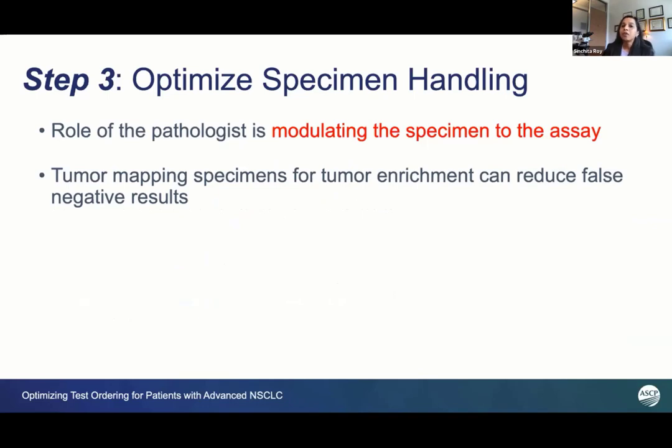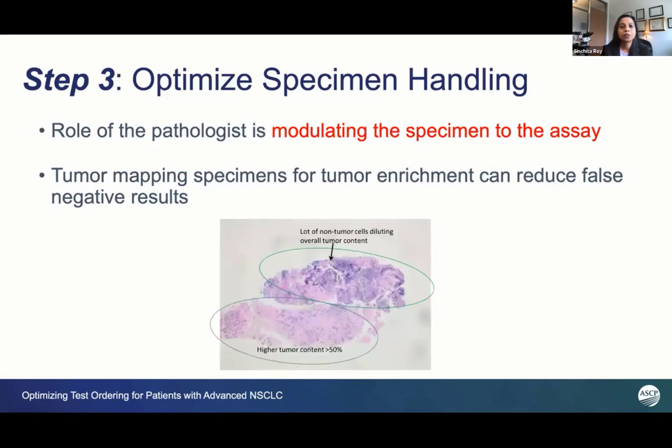So the role of the pathologist primarily is making sure that the specimen gets handled and triaged properly, but it's also to modulate that specimen for the assay that you're going to be sending it for testing, right? Because that's our role. We're the ones who are looking at the tissue. We're the ones who are going to send it for testing. And we want to ensure that the specimen that we're sending is adequate for the test. And you want to make sure that you're minimizing false negative results, right? You don't want a false negative result and give the wrong test result to the patient and the wrong management that results from that. So we want to map our specimens to enrich for tumor.